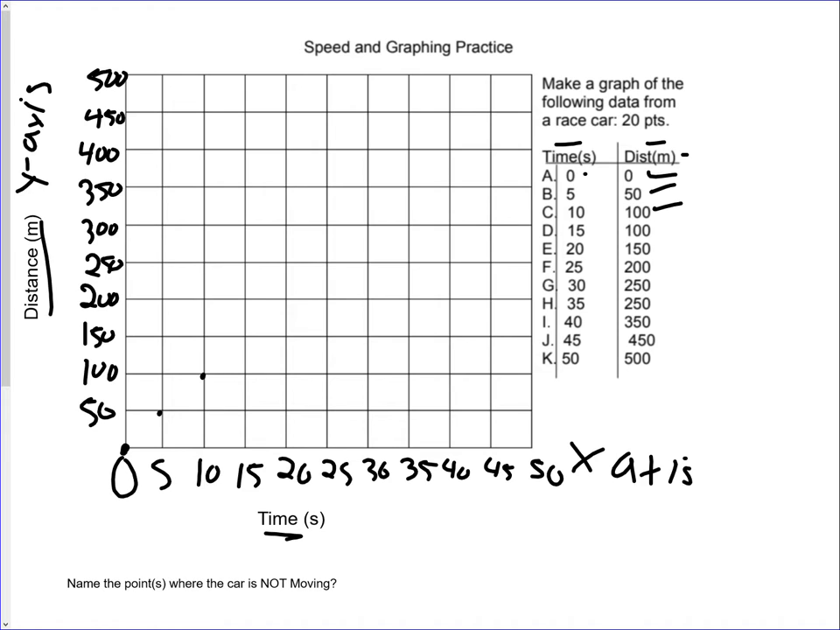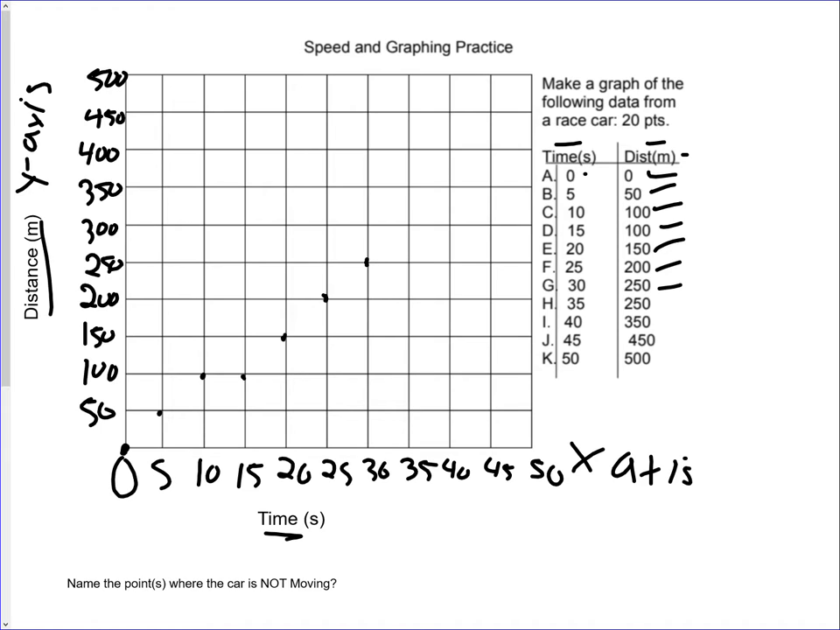Next one is 15 and 100. Check that one off. Then I do 20 and 150. Check that off. 25 and 200. Check that one off. 30 and 250.